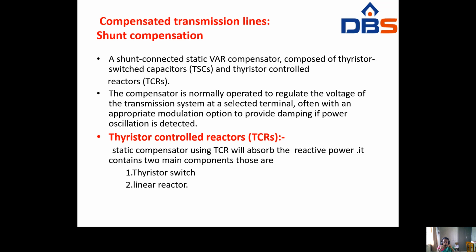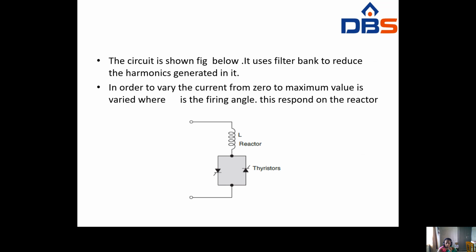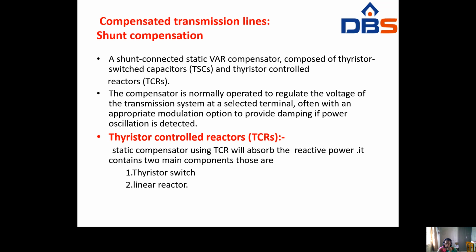Here we have to see shunt compensation with the thyristor controlled reactor, TCR. Static compensation using TCR absorbs reactive power. It contains two main components: a thyristor and a line reactor, that is, SCR and reactor. In the circuit shown below, it uses a filter bank to reduce the harmonics generated in it. So the TCR absorbs reactive power.